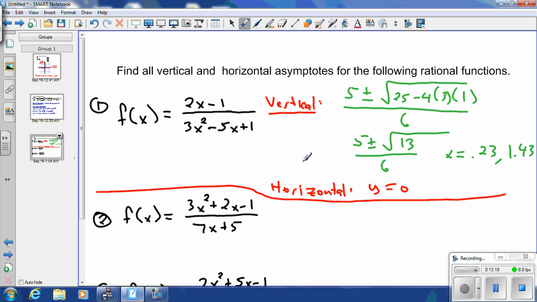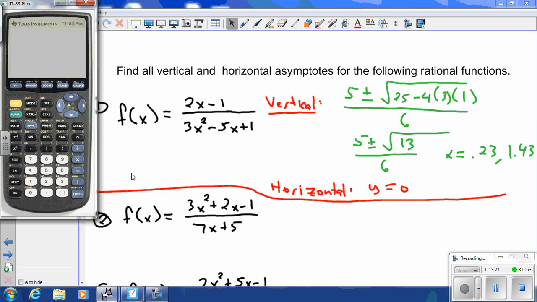What I'd like to do is demonstrate that that's true. We can just type it in real quick. I'm going to pause this so I don't run out of my 15 minutes, and I'll resume once I get it ready. Okay, so I have this rational function typed in. I have set up a viewing window that seems to work pretty well, and I'm looking at the graph.